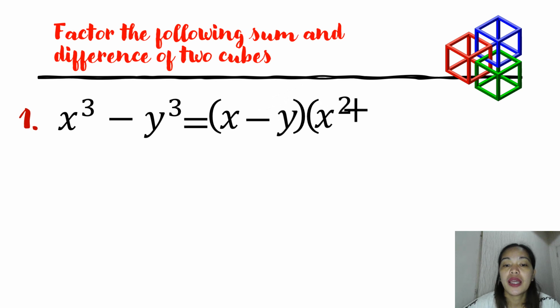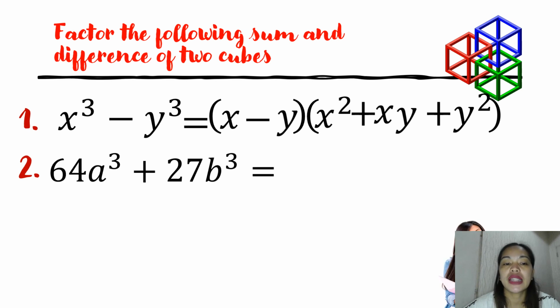So, let's write plus. Then, the product of the cube root of the first term and the second term. And we already have that in the first factor. The product of x and y. So, we have x times y, which is equal to xy. And the last term is always positive because that is from the square of the second term on the first factor. So, y times y, or negative y times negative y, is equal to y squared. So, that is now the factored form of x cubed minus y cubed.